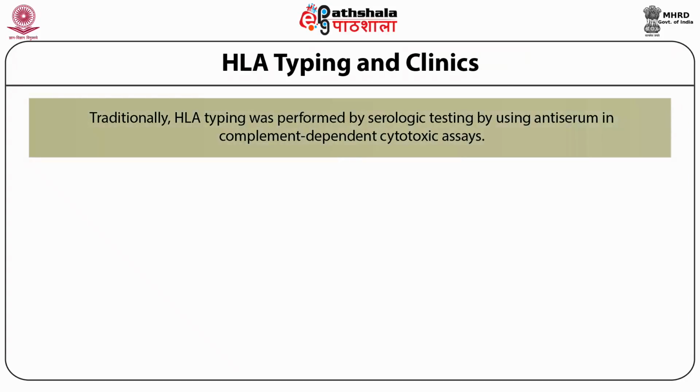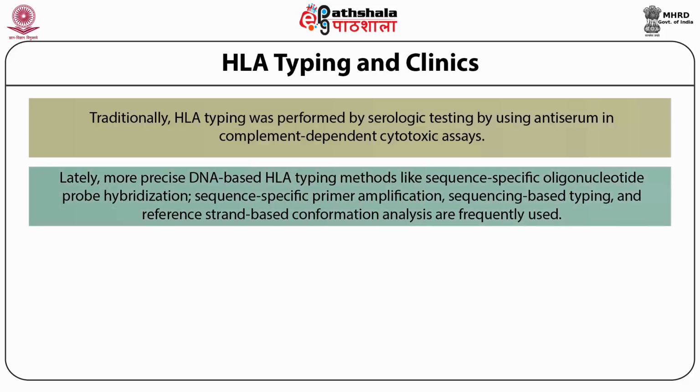Traditionally, all the HLA typing was performed by serologic testing using antiserum in complement-dependent cytotoxic assays. But recently, more precise DNA-based human leukocyte antigen typing methods are being used, namely the sequence-specific oligonucleotide probe hybridization, the sequence-specific primer amplification, the sequencing-based typing, and the reference strand-based conformation analysis, which are being frequently used these days.